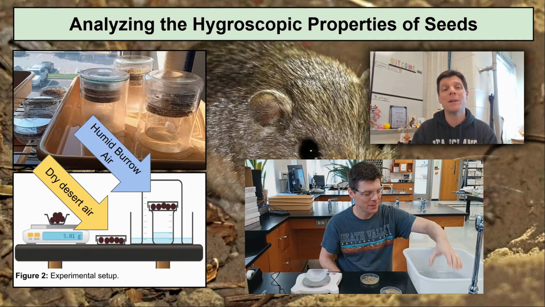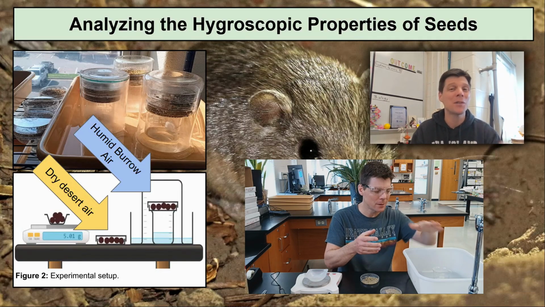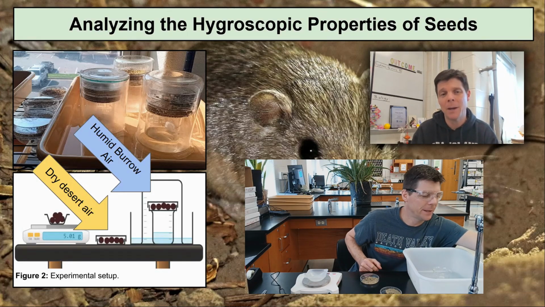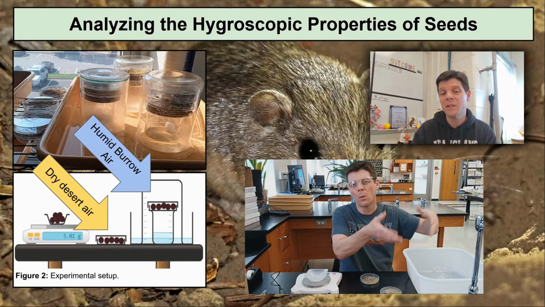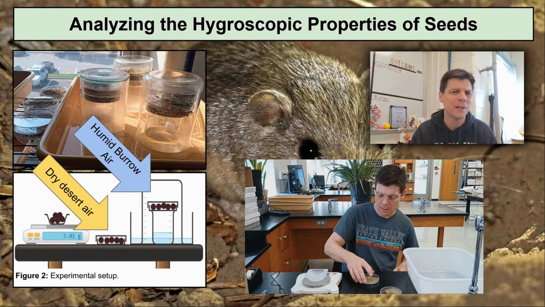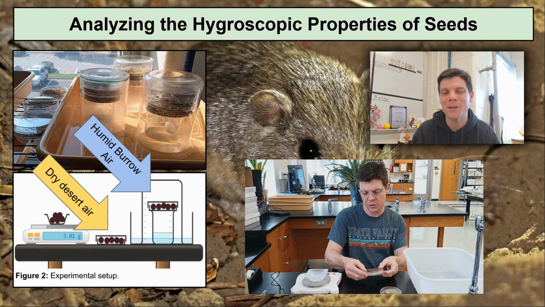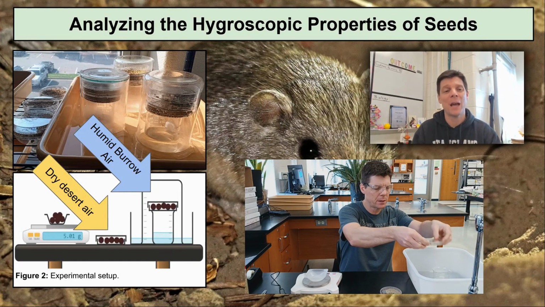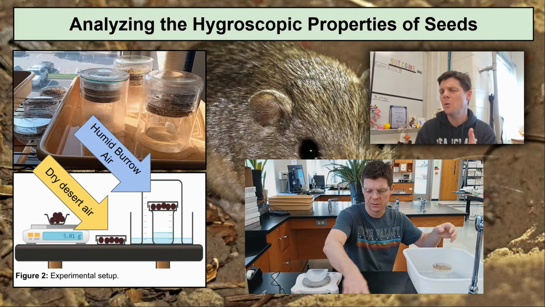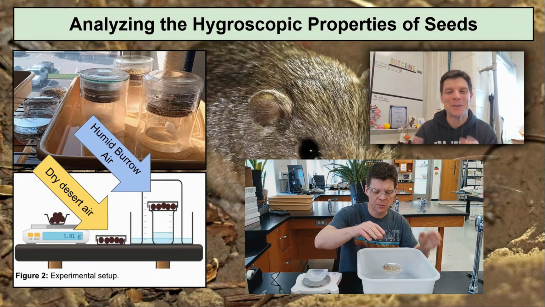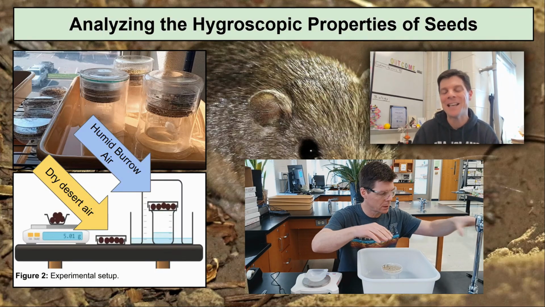So in this experiment, students are analyzing the hygroscopic properties of seeds. The basic setup for this experiment has students testing seeds in simulated conditions to mimic what is present in the environment where these mice and rodents live. So the students will get different samples of seeds. We use cumin, coriander, and pepitas, right? So it's very Southwestern themed seeds.